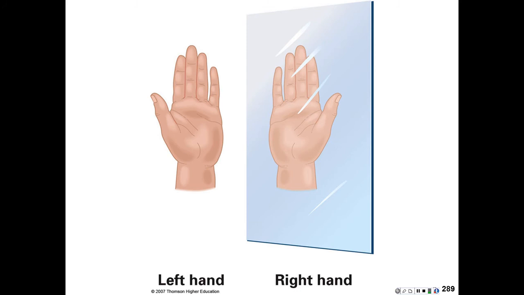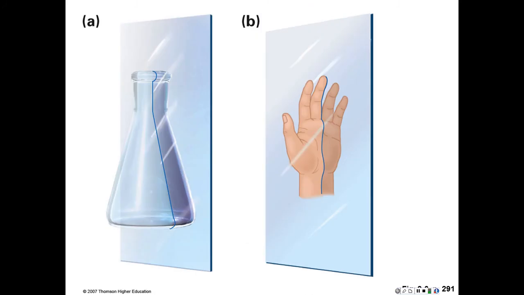Okay, so let's look at these. How about this flask, this Erlenmeyer flask? Is it chiral? No. It is not, because if you cut it in half, it folds on itself perfectly. Now here's something that's not dissimilar to an Erlenmeyer flask, a coffee mug, right? Is my coffee mug chiral? Yes. Oh, yes and no.